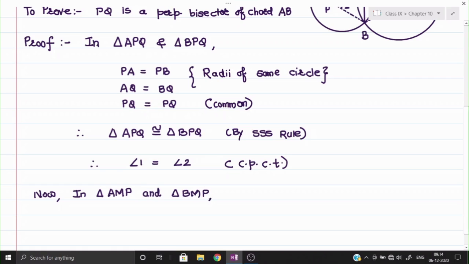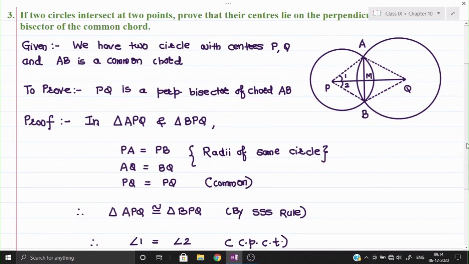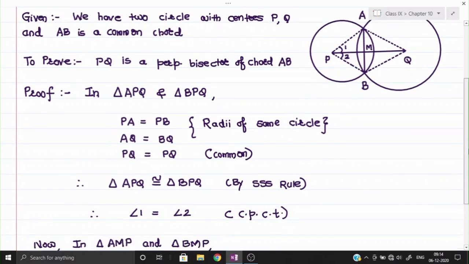Okay, first of all you observe in these two triangles what we have equal. First, in triangle AMP and triangle BMP, PM is a common side, so PM is equal. Second, AP and PB are equal because they are the radii of the same circle. And the third one we got equal is angle 1 is equal to angle 2. We have proved it earlier. So these three things are equal, and they form the side angle side theorem, and we can say that the triangles will be congruent. So first of all let us prove these two triangles congruent.